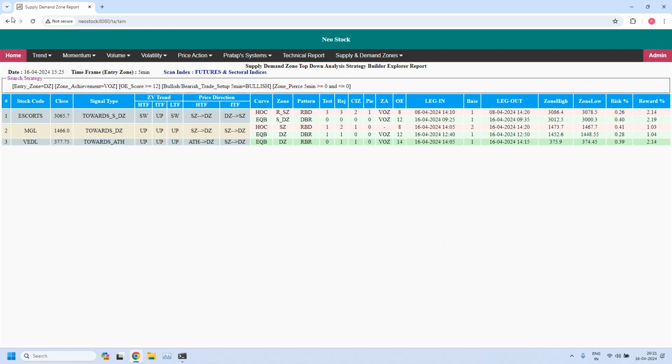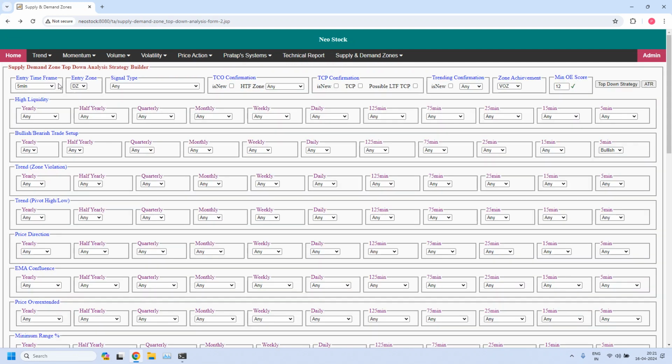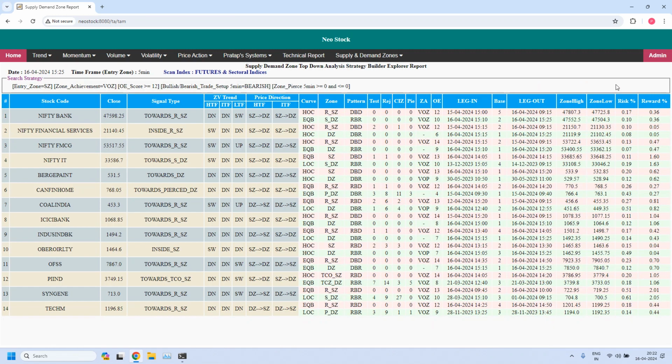Now let us generate the bearish trade setup. I am going back to the 5 minutes time frame. The entry zone should be a supply zone because it is a bearish trade setup. And in the bullish or bearish trade setup filter, in the 5 minutes time frame, I am selecting bearish. The remaining filters are the same. Now let me filter. Now 14 stocks are filtered. These 14 stocks are currently supporting the bearish trade setup. So you can plan your trade in any of these stocks.